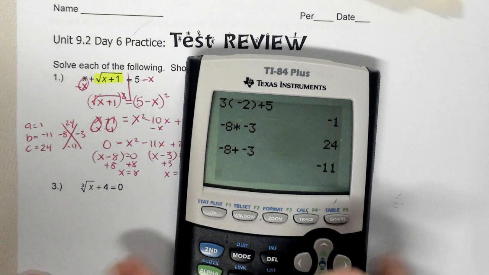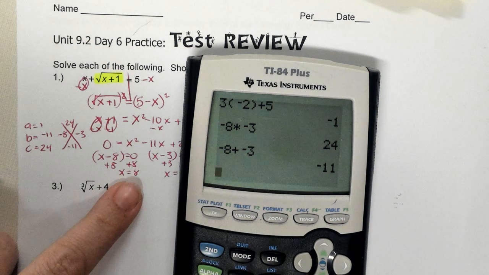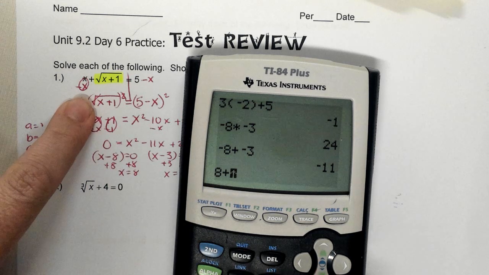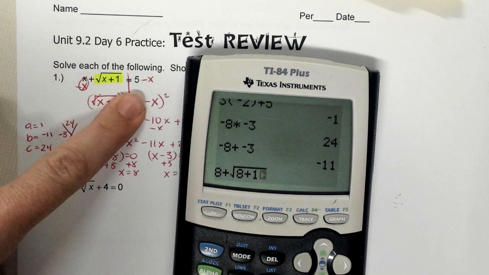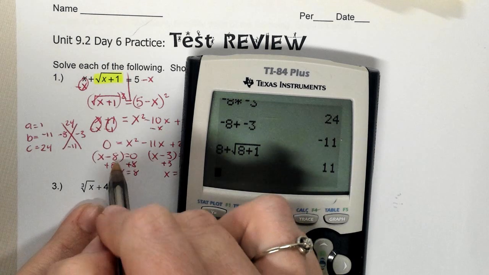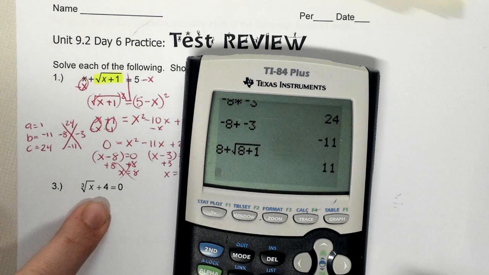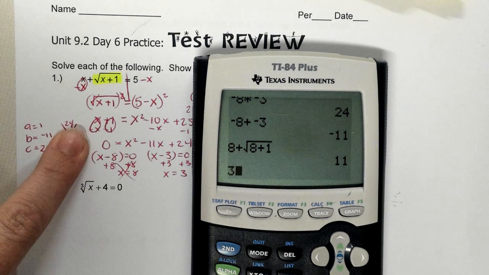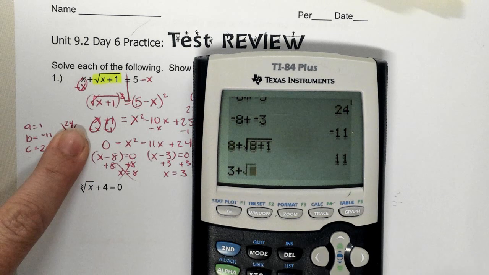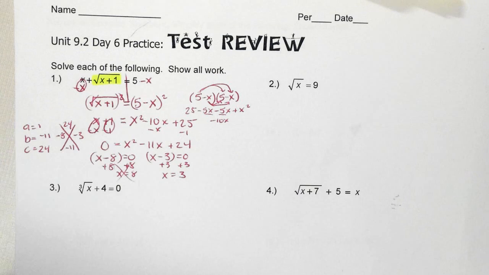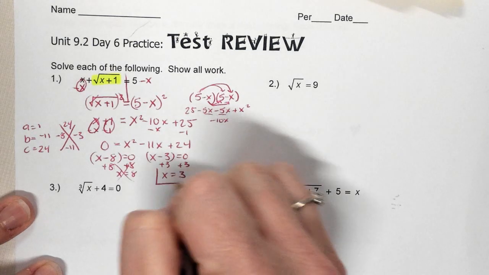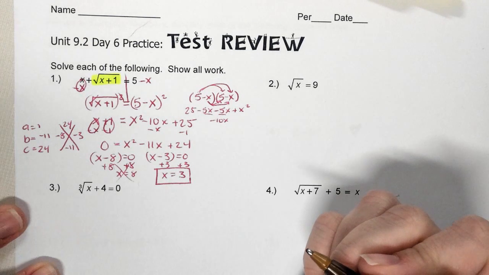So I'm going to plug it into the original. So I had x, which is 8, plus the square root of x, which is 8, plus 1, and it should equal 5, and it did not. So 8 is not my answer. So let's try 3. 3 plus the square root of 3 plus 1, and this should equal 5, and it did, so that is my answer. So x equals 3 is my only solution.